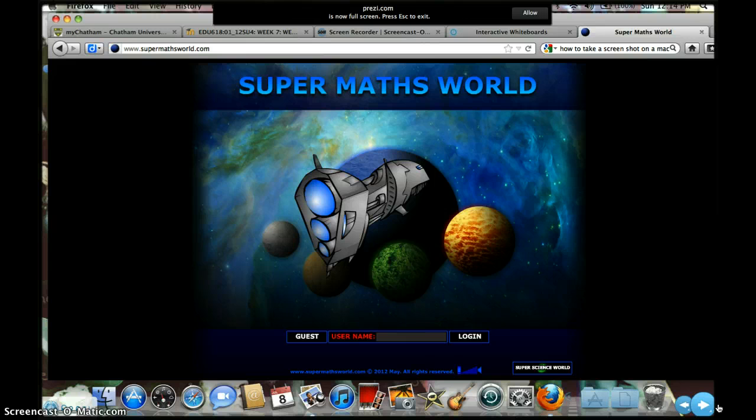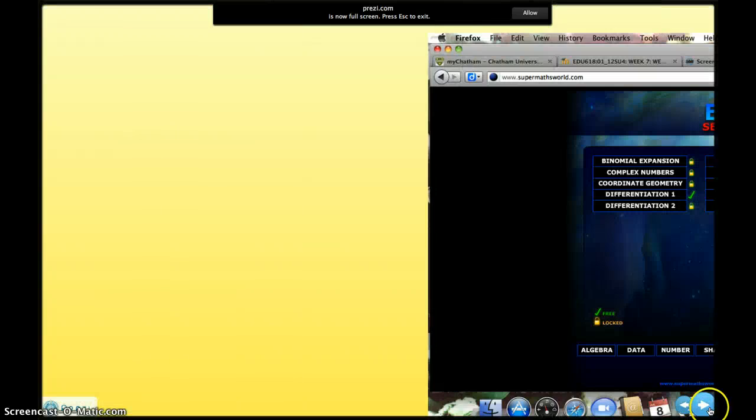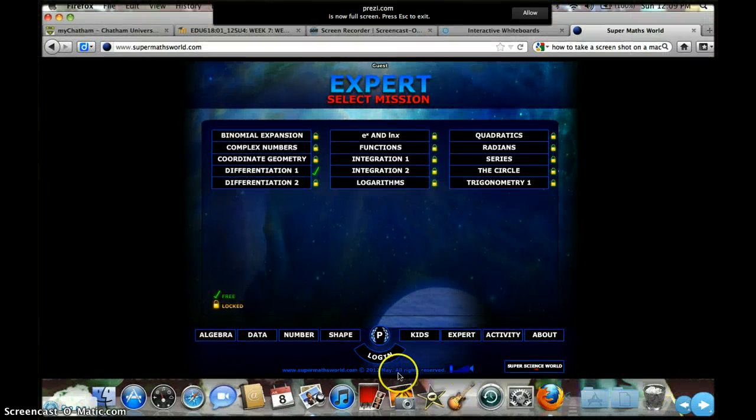This is the homepage, and it has a space theme to it. After you log in, you can choose from different levels. Algebra, data, number, and shape are all units for ages 11 and up. The kids section is for ages 5 and up, and an expert section is for ages 16 and up. I explored mainly this expert section because I thought these units were more suitable for high school.